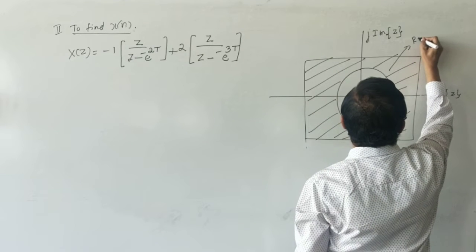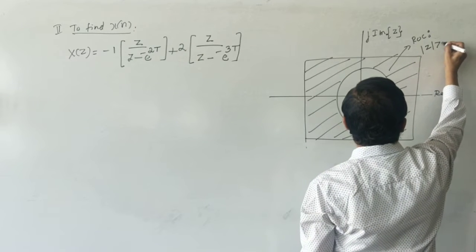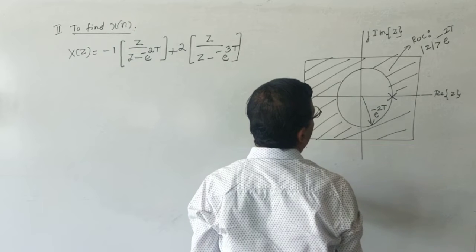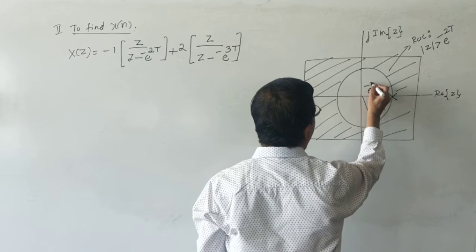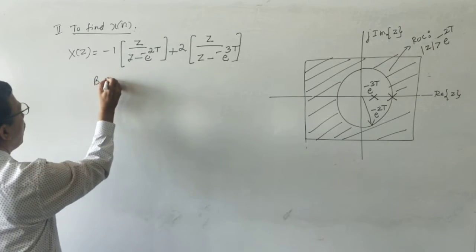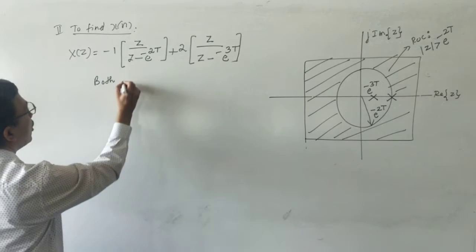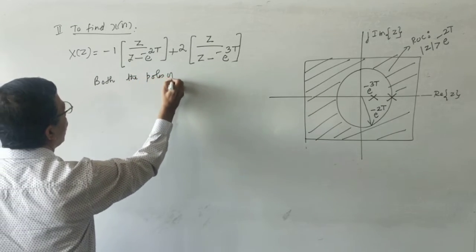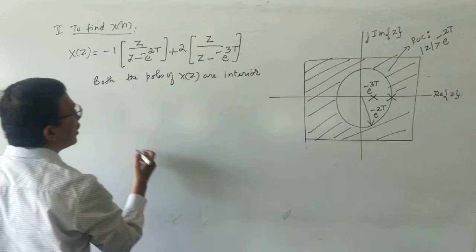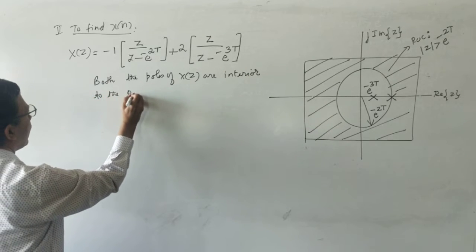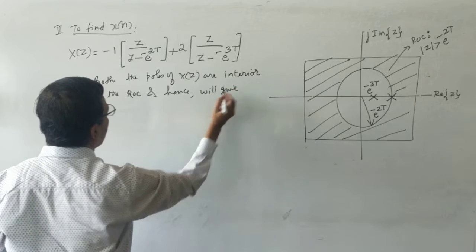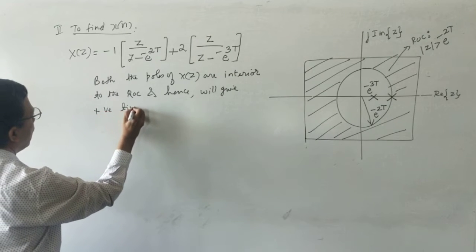ROC is |z| > e^(-2T). These are the poles. This is the pole at z = e^(-2T). This pole is at z = e^(-3T). Both the poles of X(z) are interior to the ROC, and hence will give positive time sequence terms.